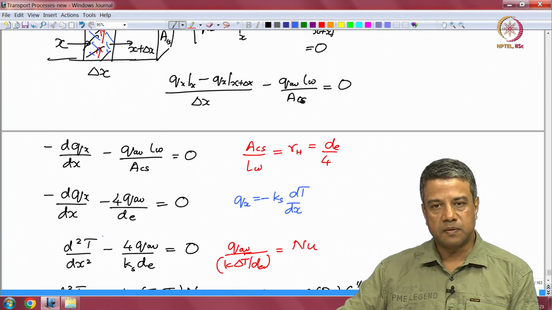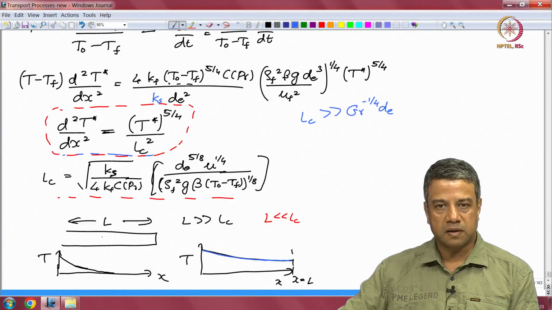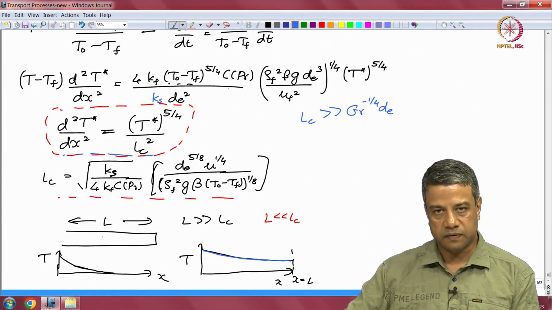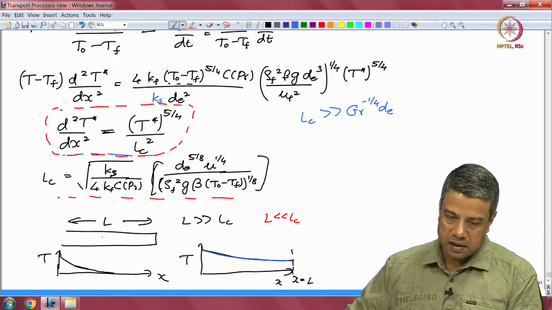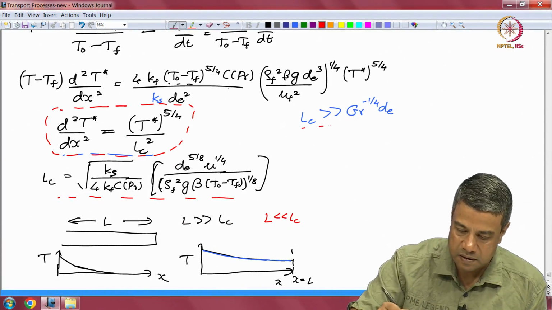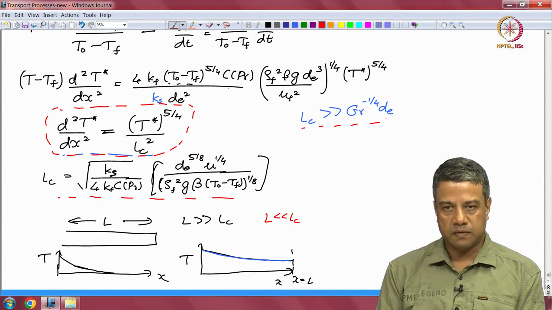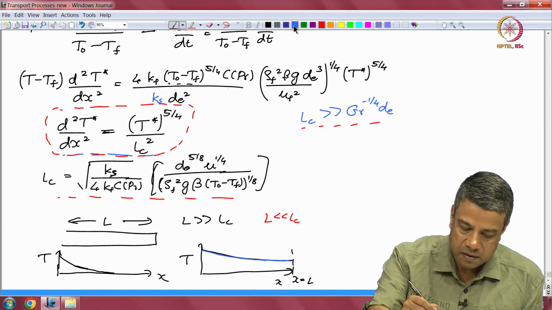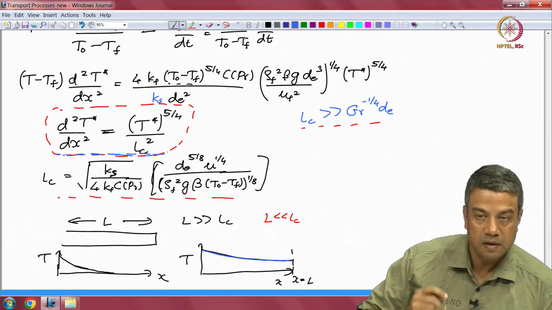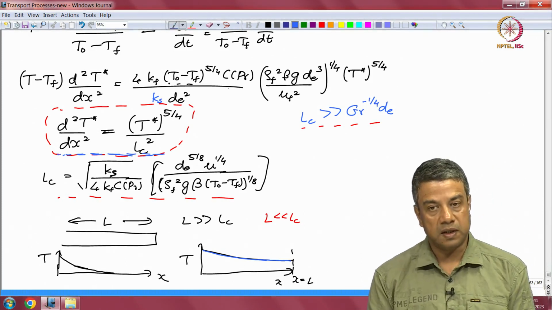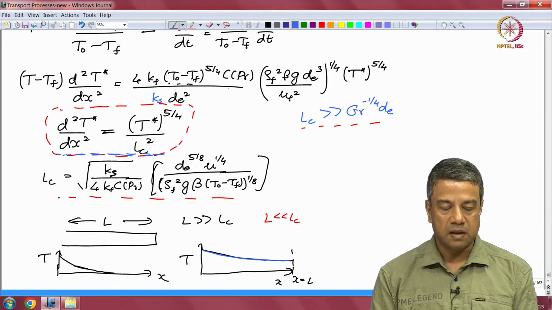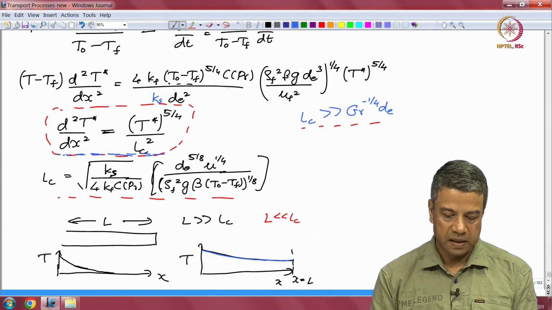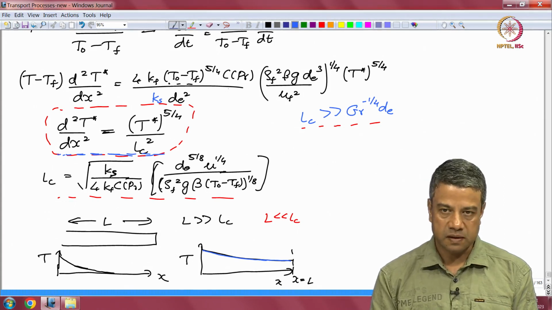So, this is an example where a constant temperature correlation has been used to calculate the varying temperature along the length of a fin. That is valid when the length is much larger than the diffusion length, which is Gr to the power minus 1/4 times dE, and in that case you can get an expression for the temperature variation by a differential balance locally at each location on the fin in order to find out the variation of temperature along the fin. So, this completes our discussion of natural convection.